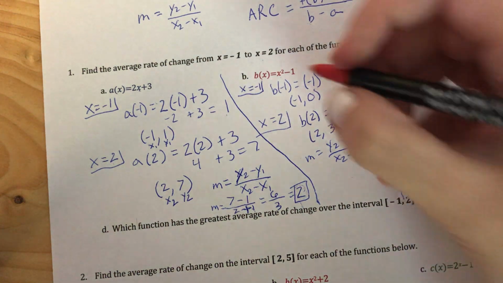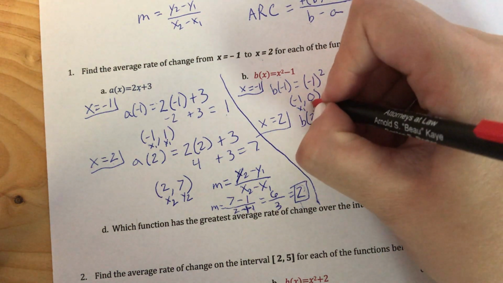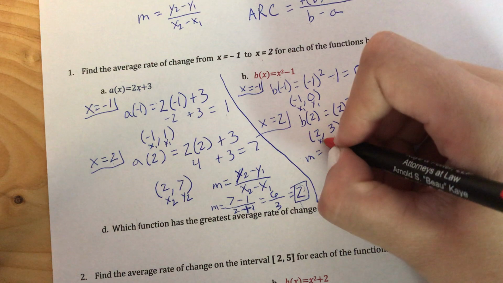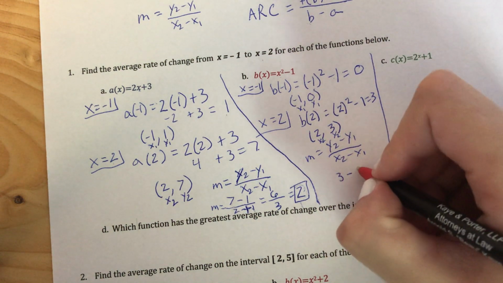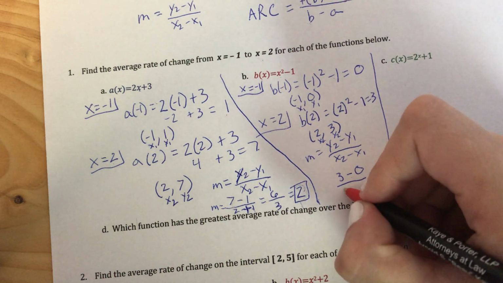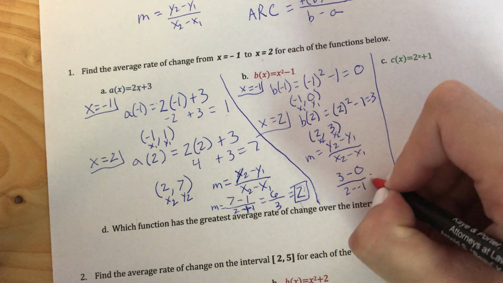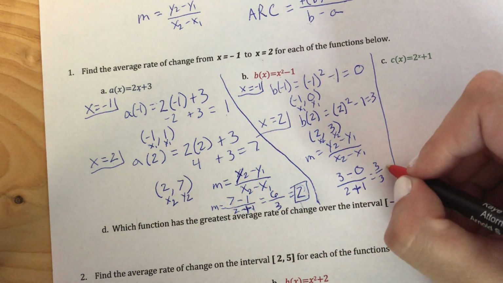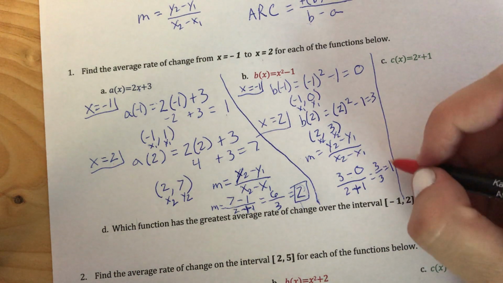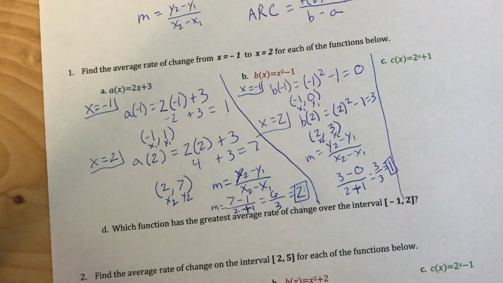Okay, and we're just going to plug these in after I label them. X sub 1, y sub 1, x sub 2, y sub 2. Okay, and we're just plugging them in. So 3 minus 0 all over 2 minus -1. So this is 3 over 3 because we are adding here. So this is equal to 1. So our average rate of change is 1 for that quadratic.